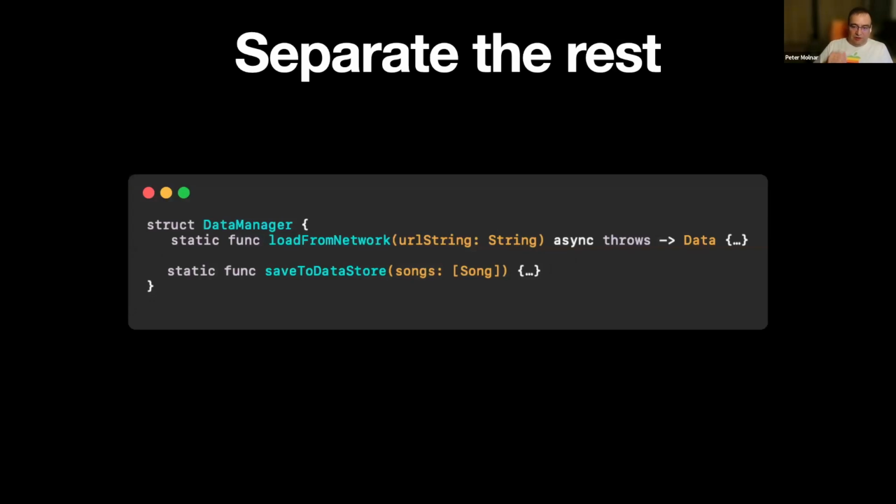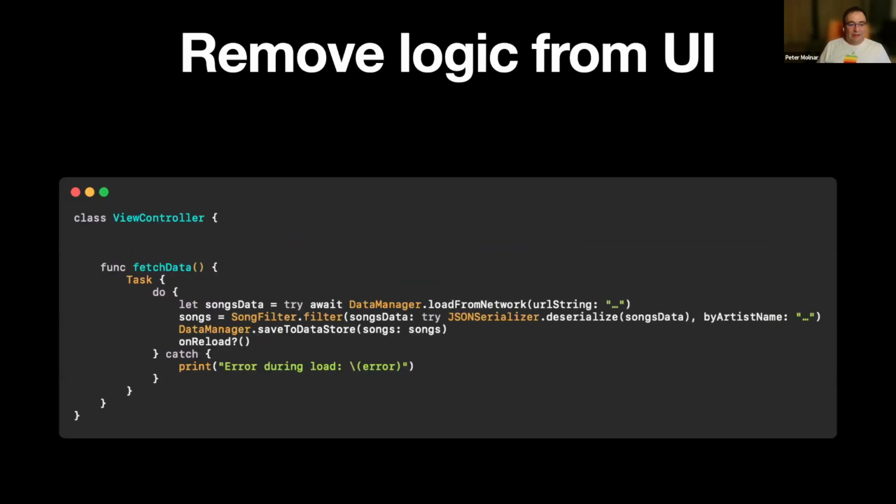So now I'm happy with the business logic. Let's try to separate the remaining responsibilities. I created a separate entity called data manager, which is in charge of loading from the network and also saving to the disk. Sneak peek, that was a similarly good idea as asking AI to generate my code. The view controller code is cleaner now. Well, for me, it's still ugly.